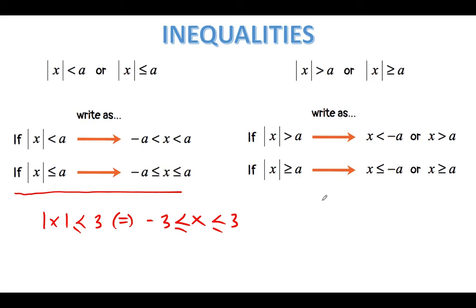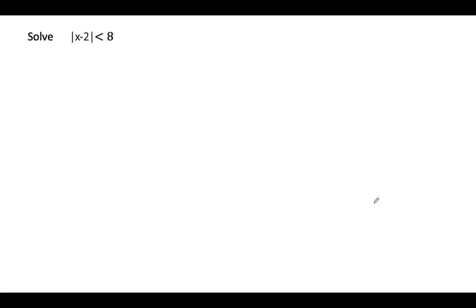But whenever we have absolute value of x is greater than 3, we can say that x is less than negative 3 or x is greater than 3. So as it is, or multiplying by a negative number, which will be greater will be less, so negative 3. So these are important things we will see in the question.